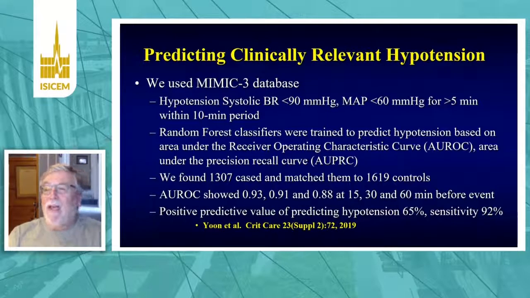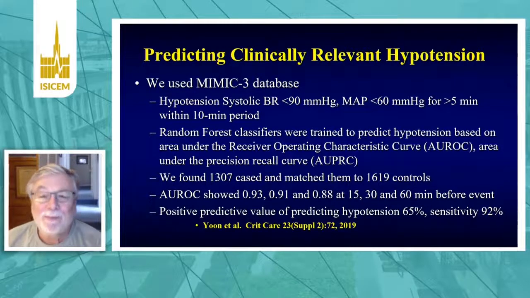We hypothesized that we'd probably do better in the ICU if we could predict hypotension long beforehand, because just knowing that a person's going to become hypotensive 2 minutes from now is probably not as relevant for the ICU population where we're not constantly standing at the bedside. So we defined hypotension as either a systolic blood pressure less than 90 or a mean arterial pressure less than 60 for 5 minutes within a 10-minute period.